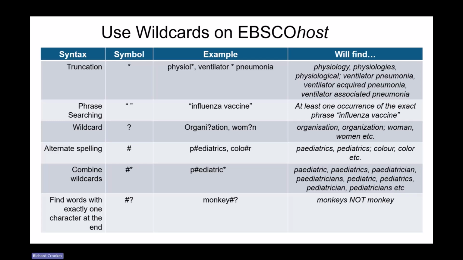So if you're looking for organization with an S or a Z, you can use the question mark for both letters, both consonants, or if you're looking for woman or women, you can replace the O and the A and E with the question mark. Alternate spelling, we have the hash wildcard.